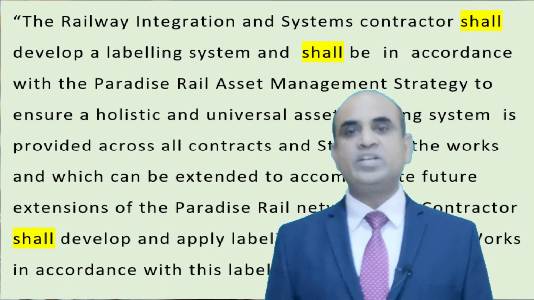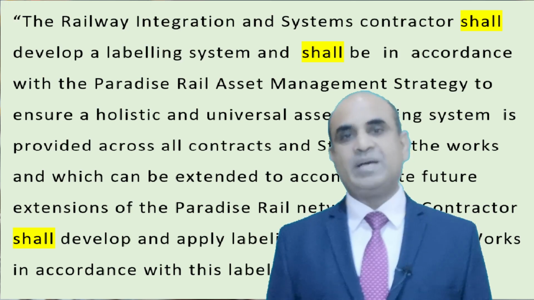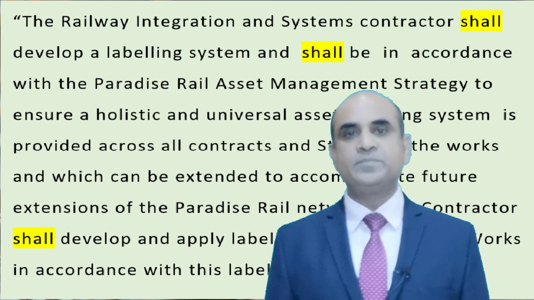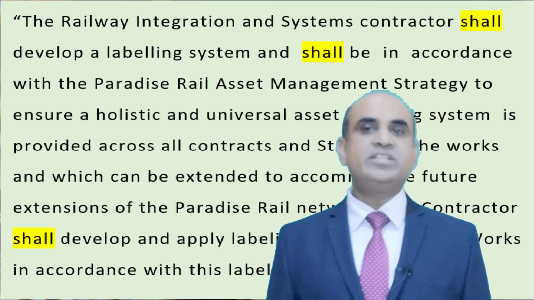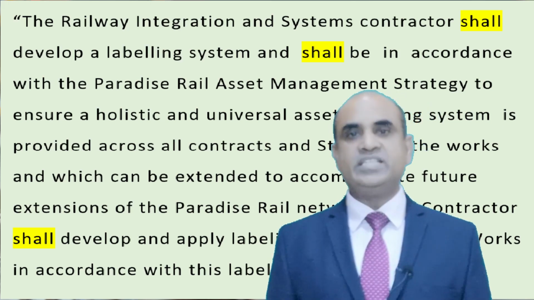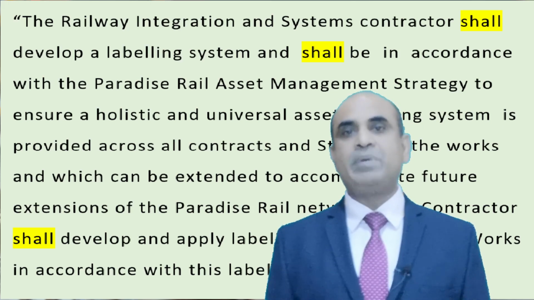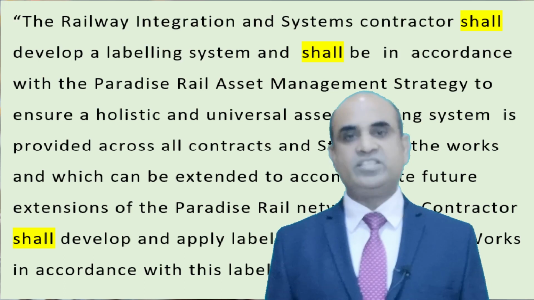So let's look at this sample passage from the contract document, and let's try to elicit requirements from this passage. The passage goes: a railway integration and system contractor shall develop a labeling system and shall be in accordance with the Paradise Rail Asset Management Strategy.